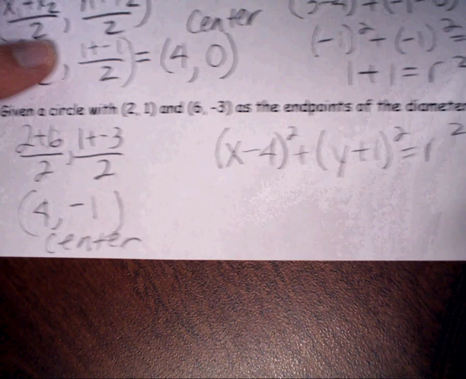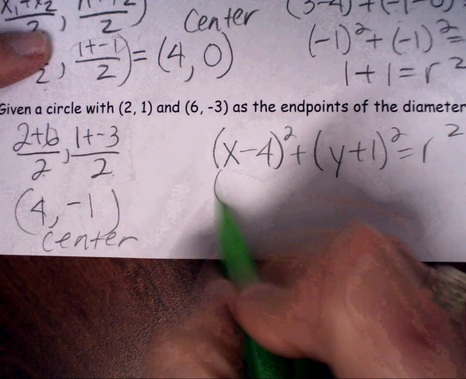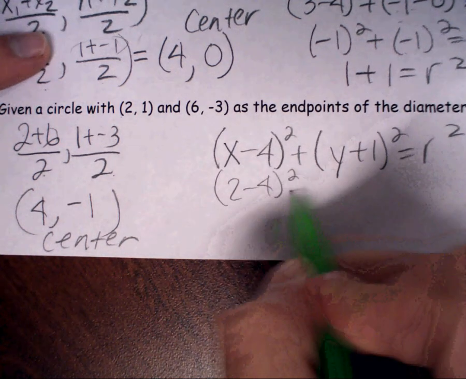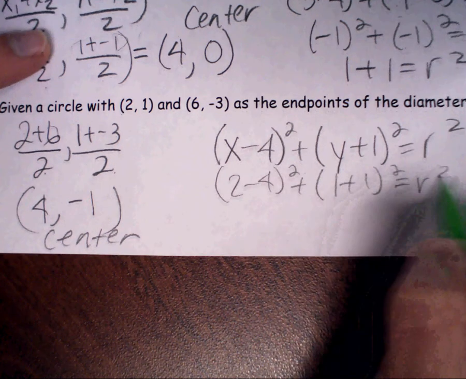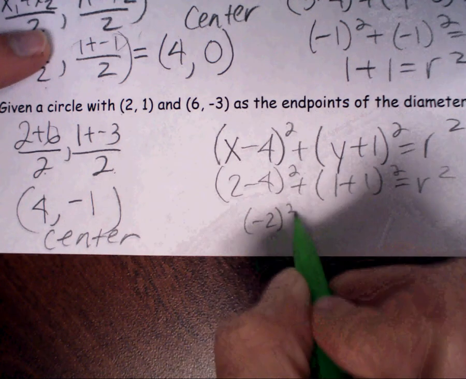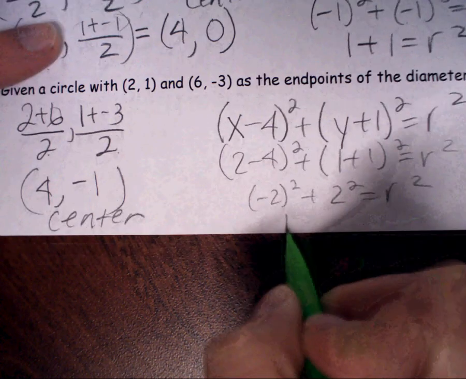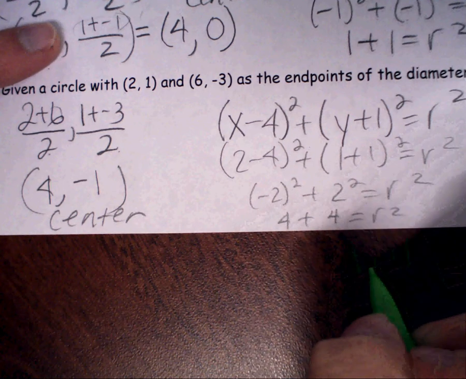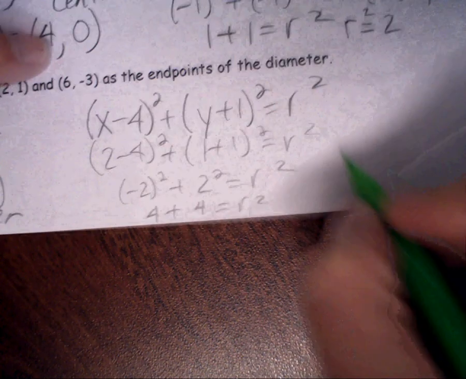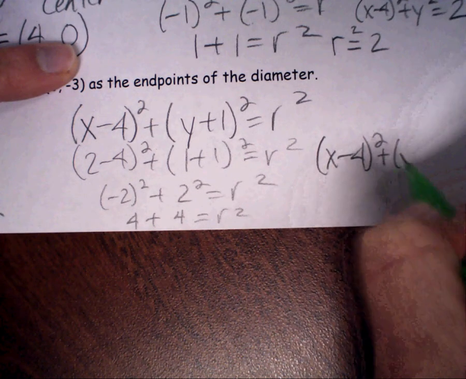And then I could take my point, 2, 1 seems easy. 2 minus 4 squared plus 1 plus 1 squared equals r squared. So that's negative 2 squared plus 2 squared equals r squared. 4 plus 4 equals r squared. So r squared is 8. So x minus 4 squared plus y plus 1 squared equals 8.